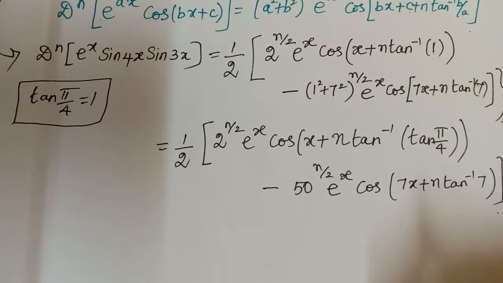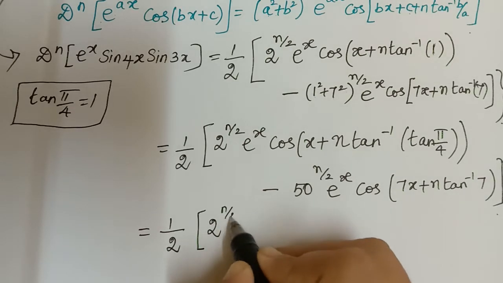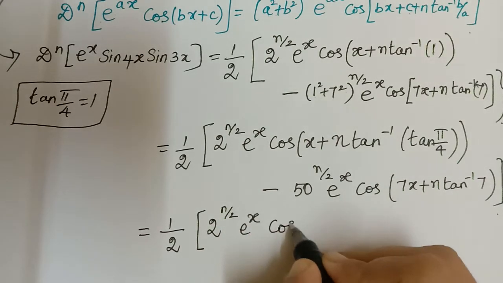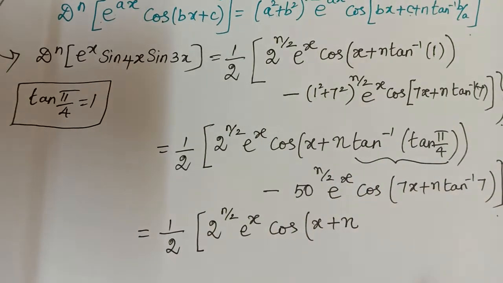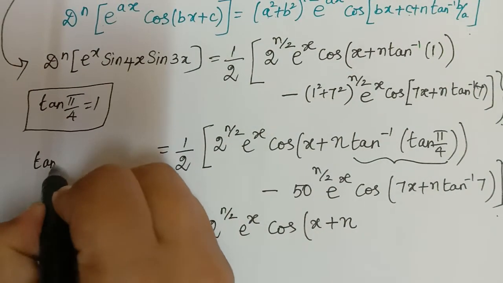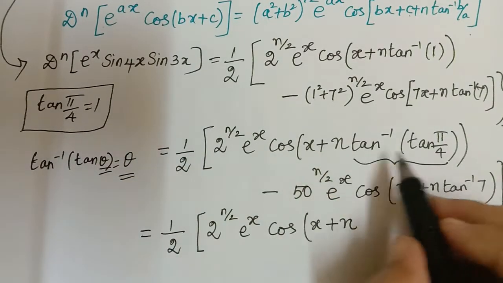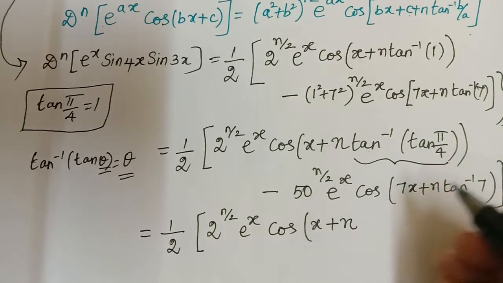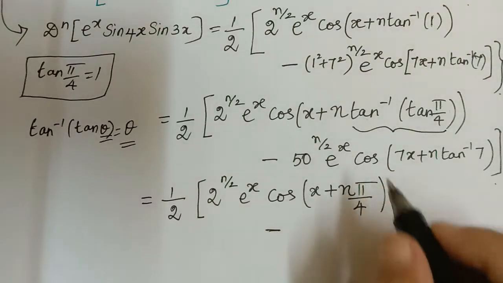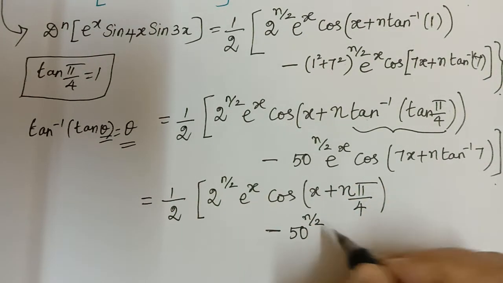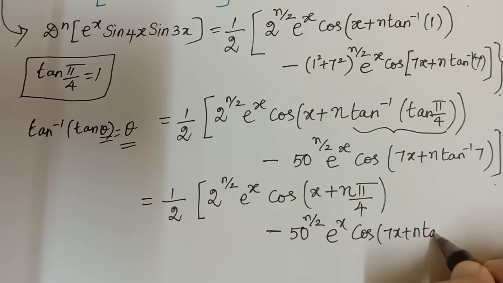And so finally when we simplify this even more, it will be equal to 1 by 2, 2 power n by 2, e power x cos of x plus n times tan inverse of tan pi by 4. So we know that tan inverse of tan theta is equal to theta itself. So tan inverse of tan pi by 4 will be pi by 4. So it will be n pi by 4, and then minus this term. So this term remains the same. So 50 power n by 2, e power x cos 7x plus n tan inverse of 7.